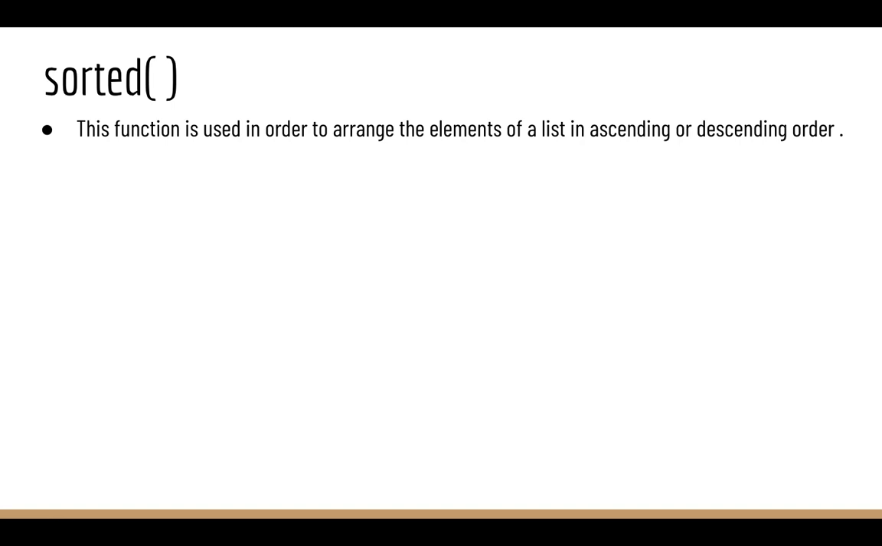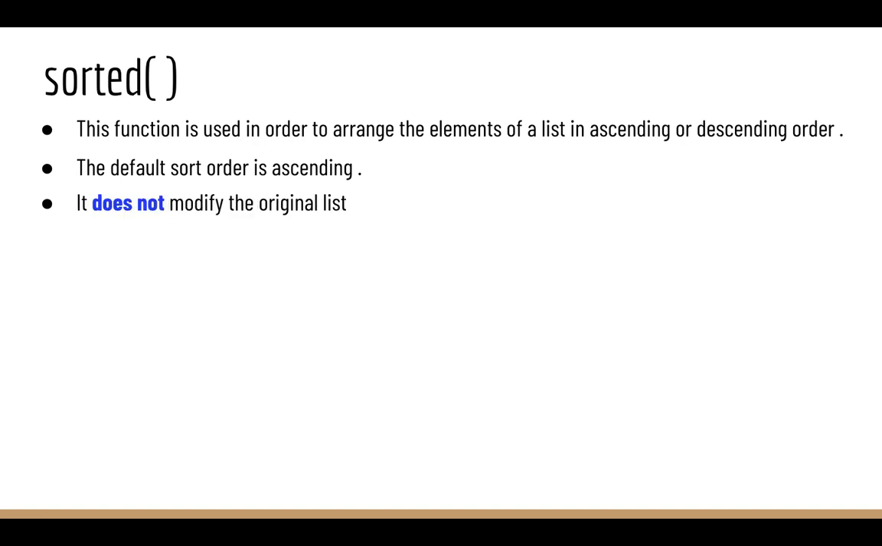Let's move ahead to the next function, which is the sorted function. Now this function will also arrange the elements of a list in ascending or descending order. Here also the default order is ascending, but the main difference between sort and sorted function is that it does not modify the original list. It will be just for viewing, but not for modifying the original list. But sort function, what it did, it modified the original list also.